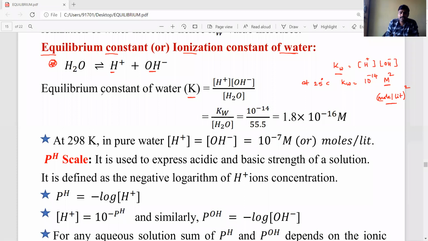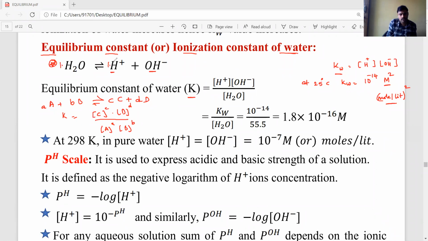At this equilibrium state, we already know that for any reaction aA plus bB converted into cC plus dD, the equilibrium constant is equal to the product of the products' concentrations raised to the power of their coefficients, divided by the product of the reactants' concentrations raised to the power of their coefficients. So here the coefficients are 1.